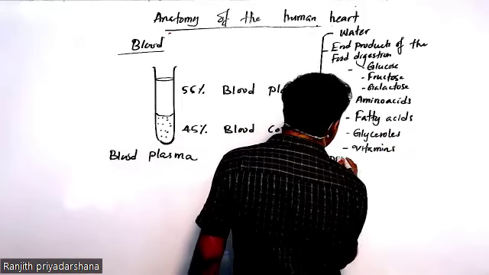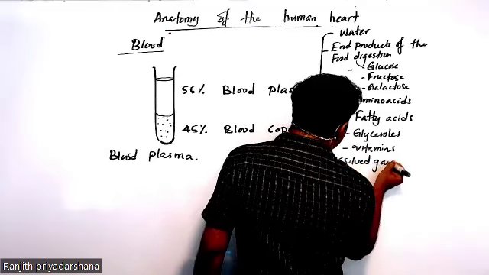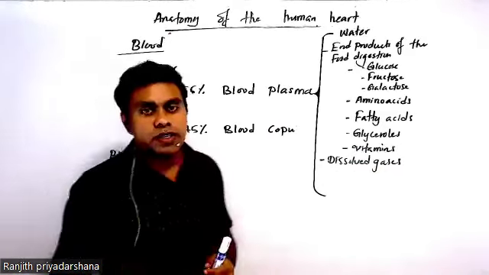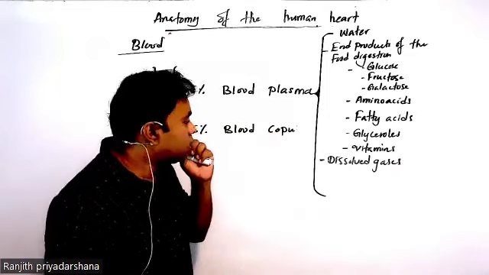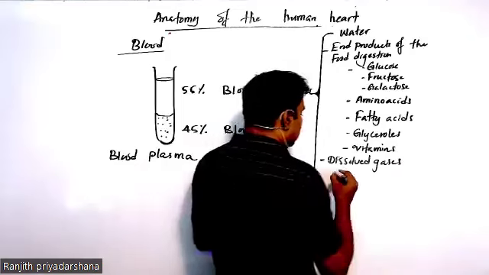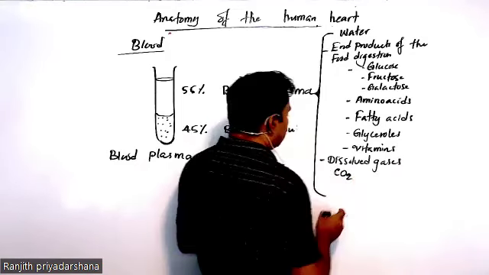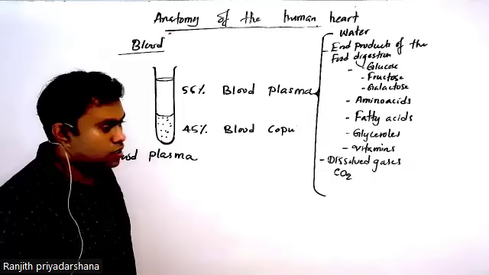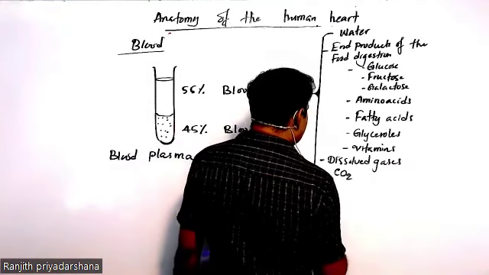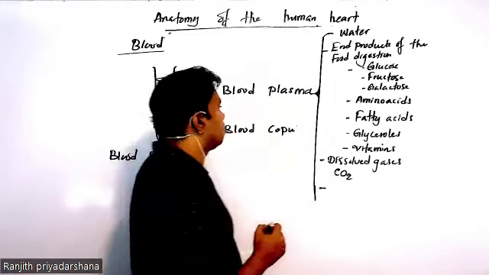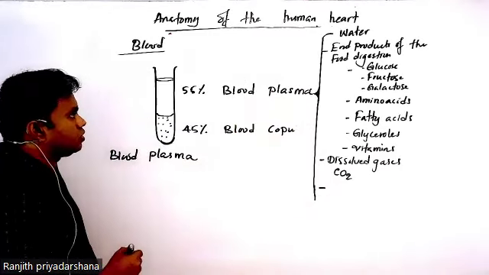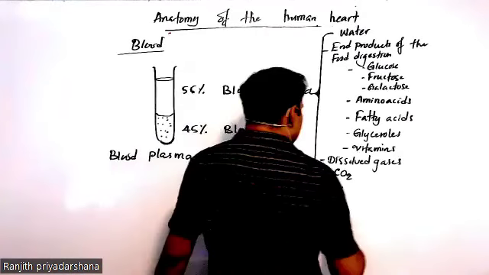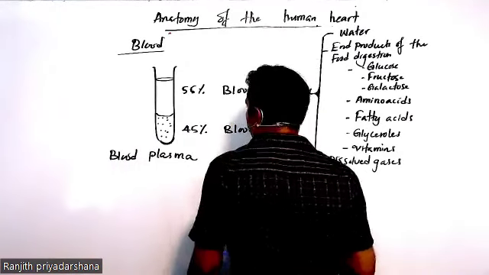Another one, dissolved gases. Although oxygen is transported in the red blood cell by hemoglobin, attached to hemoglobin as oxyhemoglobin, here dissolved gas like carbon dioxide is dissolved in blood plasma, and as bicarbonate ions, right? Another one, excretory products. Blood plasma consists of excretory products, urea, uric acid, creatine. So they have to be transported towards the excretory organs.